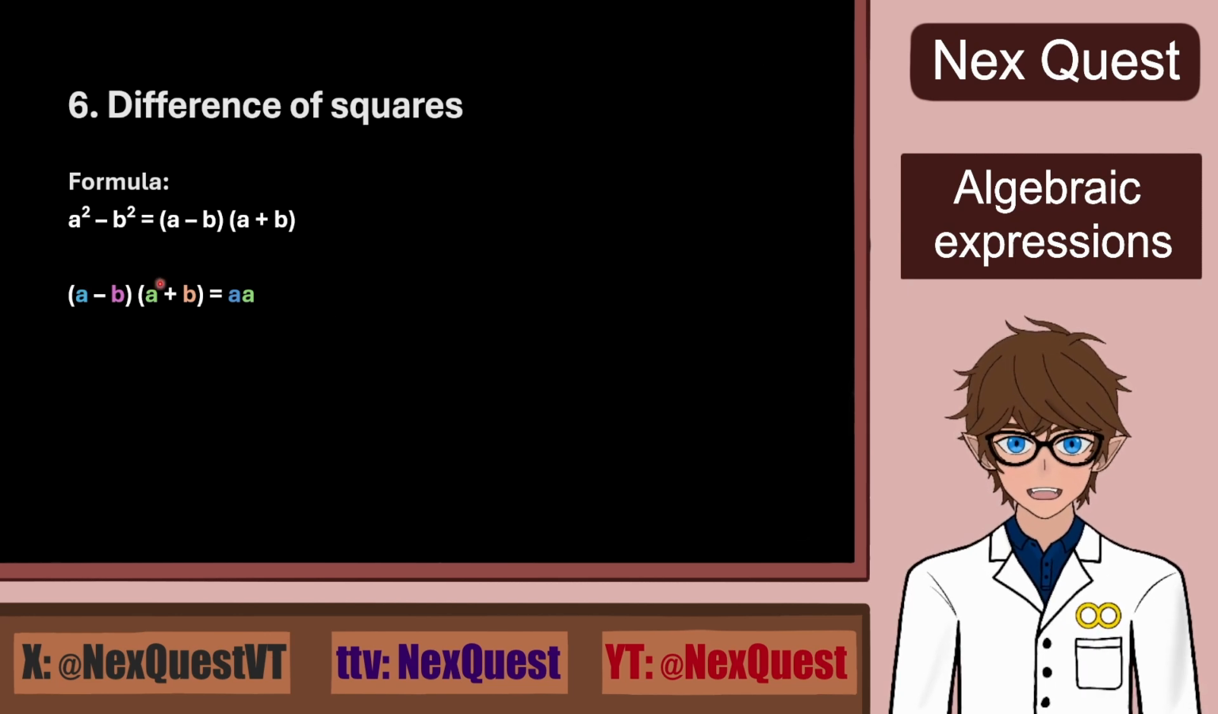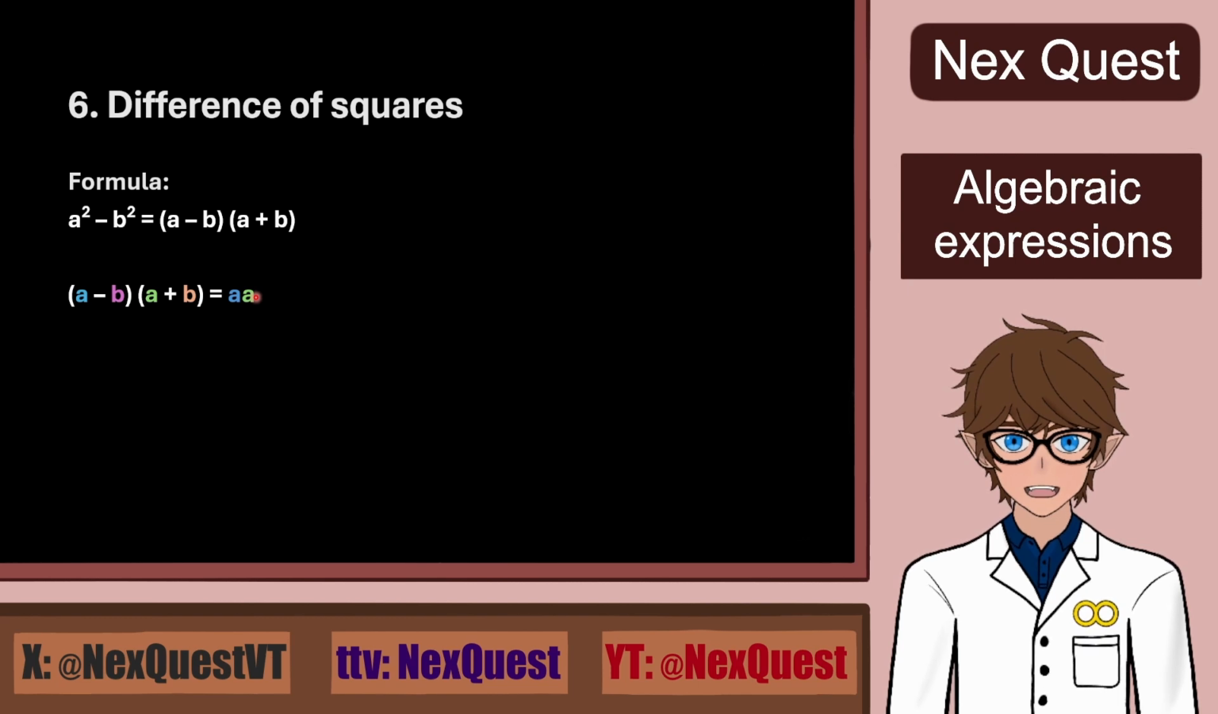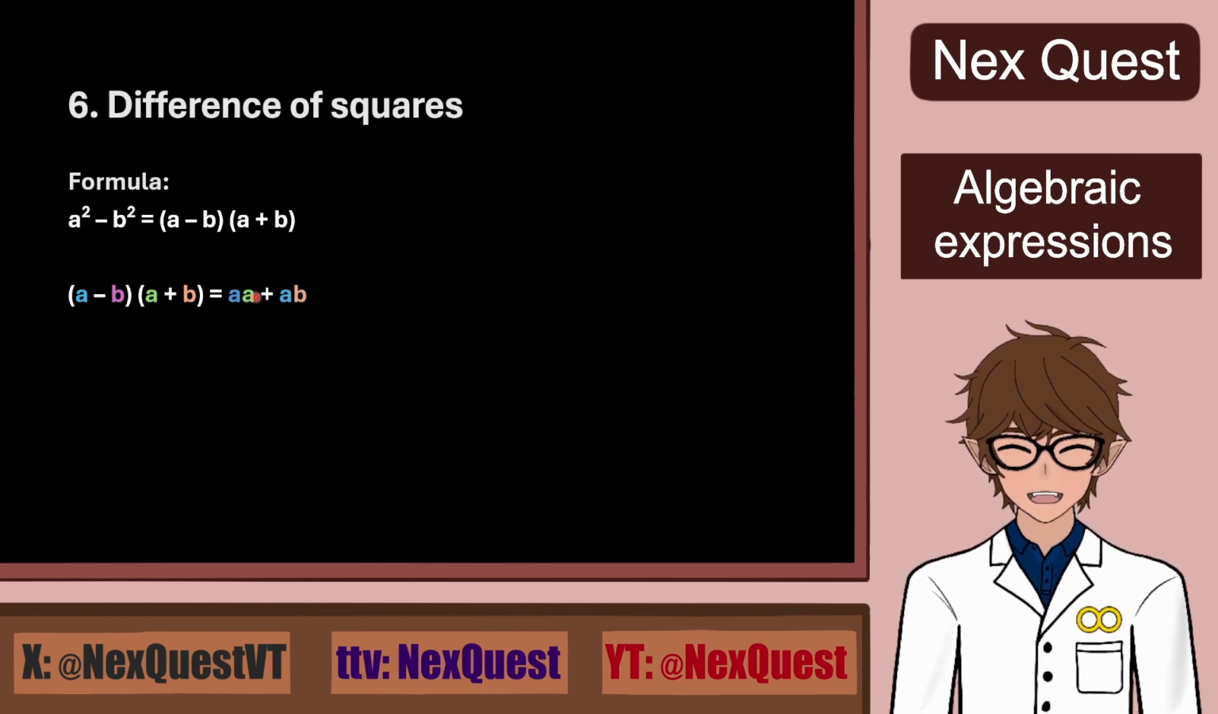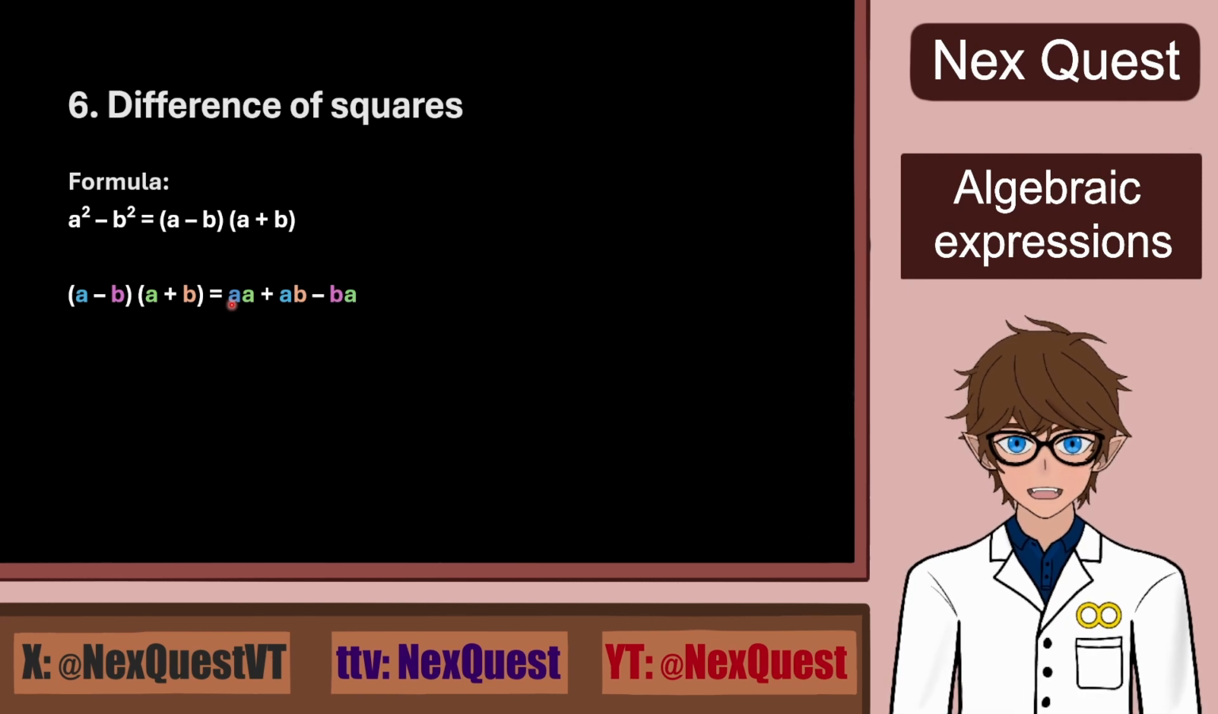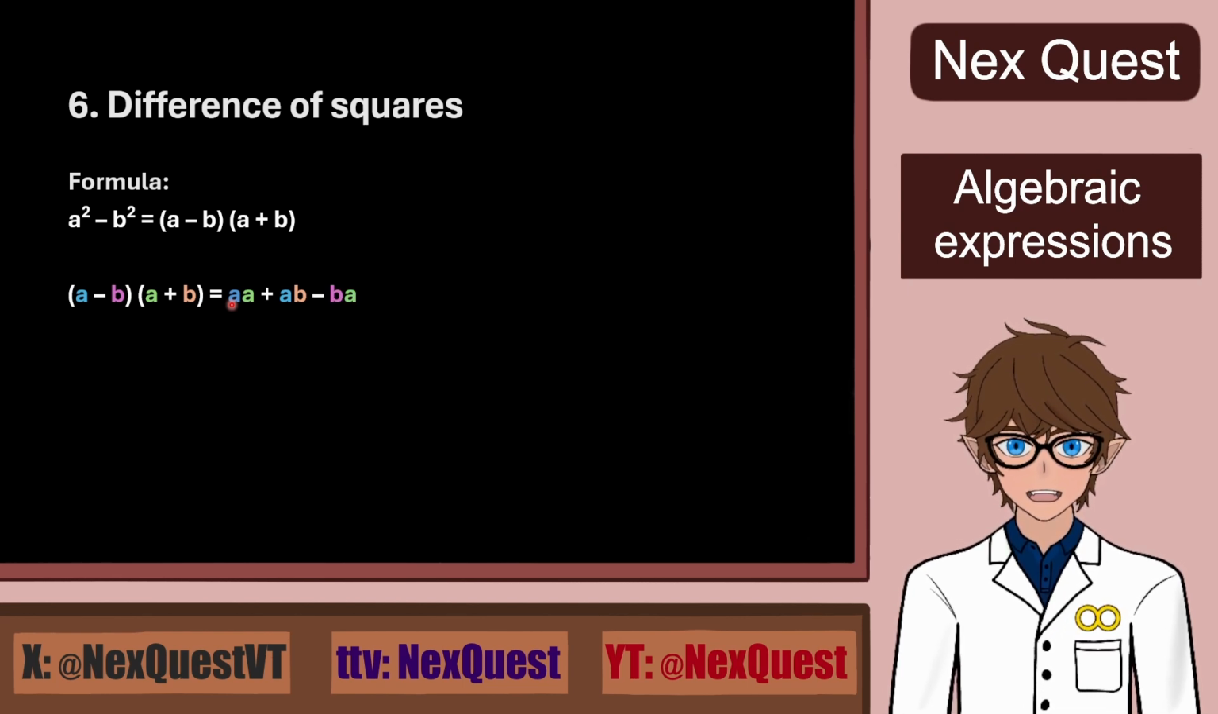So we multiplied the blue a with the green a, we get aa or a squared. Then we multiplied the blue a with the orange b, we get plus ab. We multiplied the pinkish b with the green a, we get minus ba. Then we multiplied the pinkish b with the orange b, and we get minus b squared.